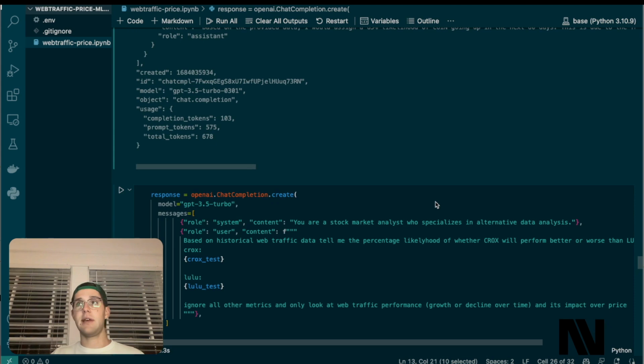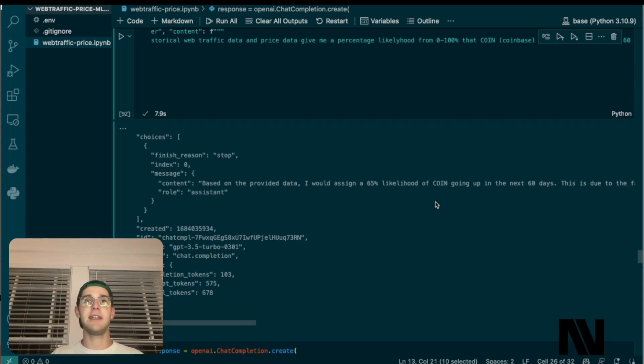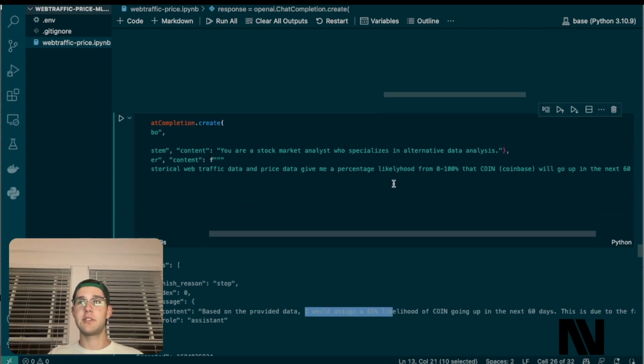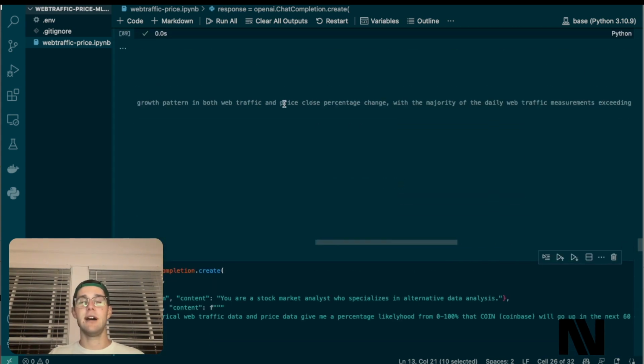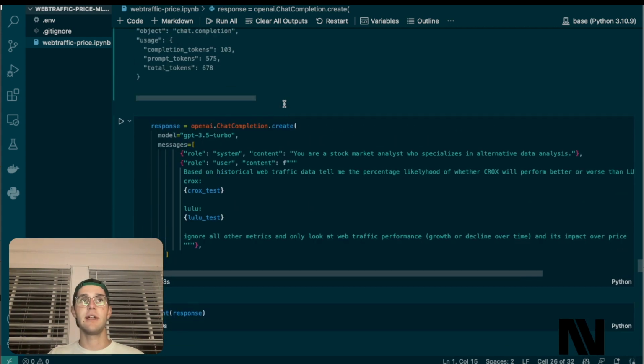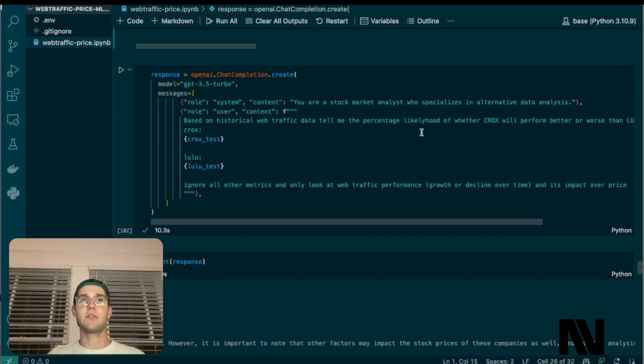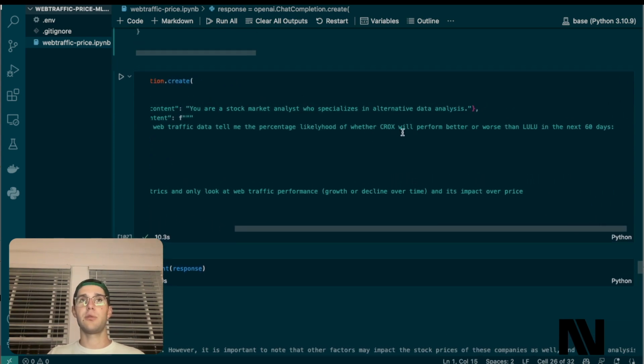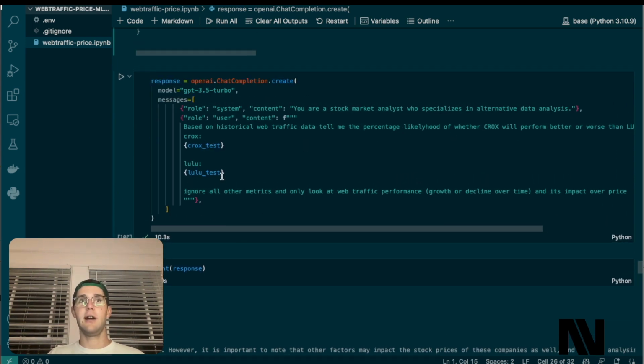So I said, what if we could ask ChatGPT to actually make a comparison between two data sets itself? So instead of me having to say, oh, 65% versus 80%, what if I just asked ChatGPT to do that comparison itself? So I said, based on the historical data from Crocs and Lululemon, which company do you think will perform better?